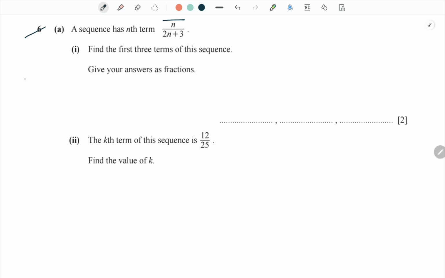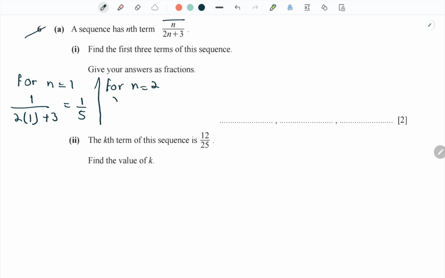Okay, so we have n equals 1. We just substitute 1 instead of n, so 1 over 2 times 1 plus 3. That means 2 times 1 is 2, and then 2 plus 3 is 5, so we get 1/5.